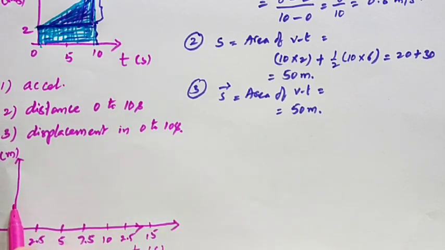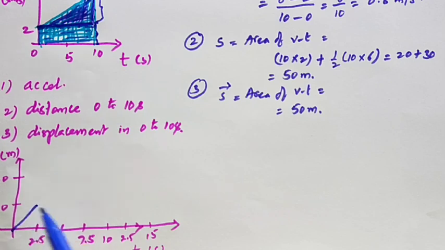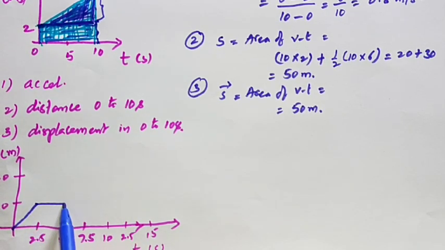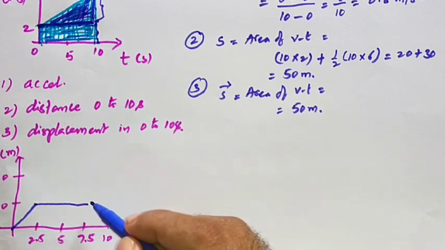On position, two things are given. One is 50 and another one is 100. 50 meters, 100 meters. Now the shape of the graph is this. Observe carefully.